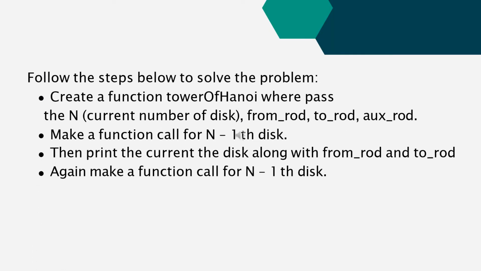Follow the steps below to solve the problem. Create a function Tower of Hanoi where we pass n, the current number of disks, from rod, to rod, and aux rod. Make a function call for the n-1th disk. Then print the current disk along with from rod and to rod. Again, make a function call for the n-1th disk.